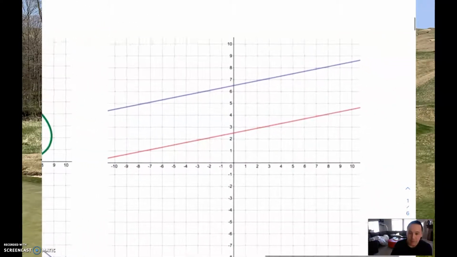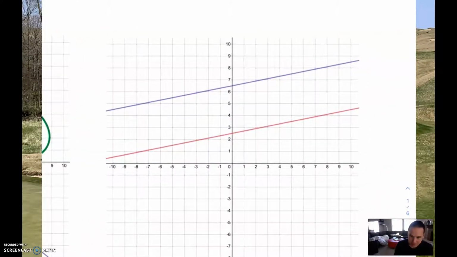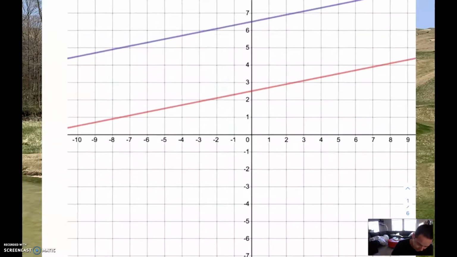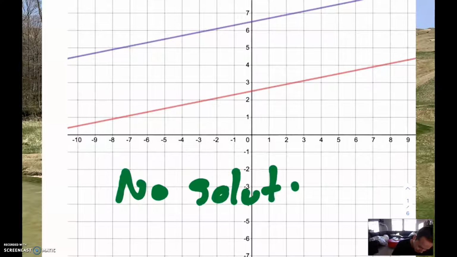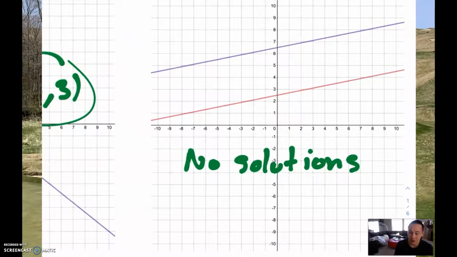And the last one, we have this purple line, we've got this red line. However, you might notice that they're parallel. They're going to run side by side forever, and they'll never touch. So since they never touch, there will be no solutions. So remember, they have to cross in order to have a solution. If they never cross, no solutions.